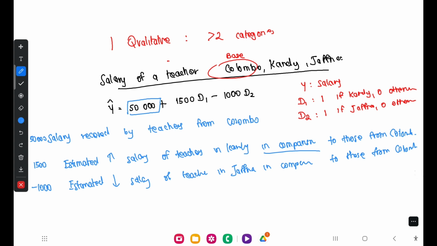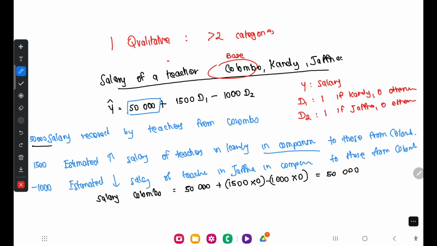Now, if I do that, let's say we are finding the salary of teachers in Colombo. Okay, so how would the equation be? 50,000 plus 1,500. Is he from Kandy? No, so we put 0. Is he from Jaffna? No, we put 0. So the answer is 50,000. That is what we said over here.